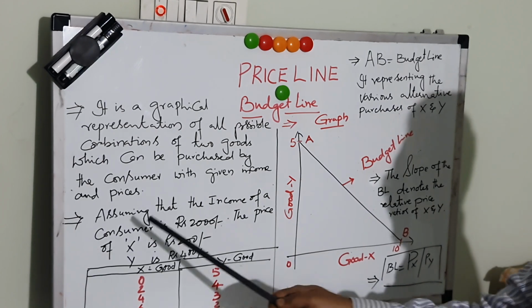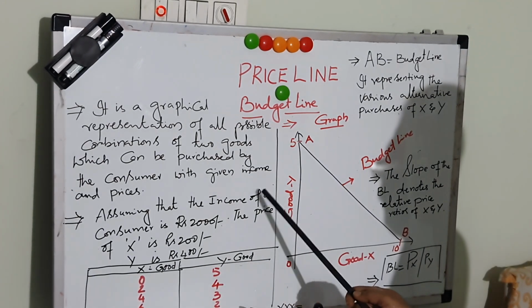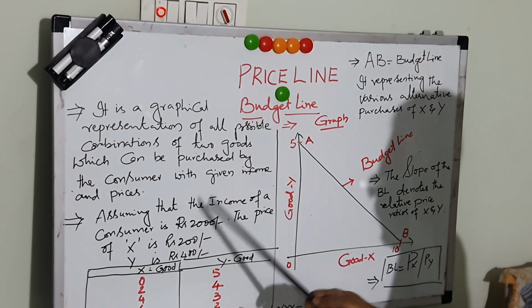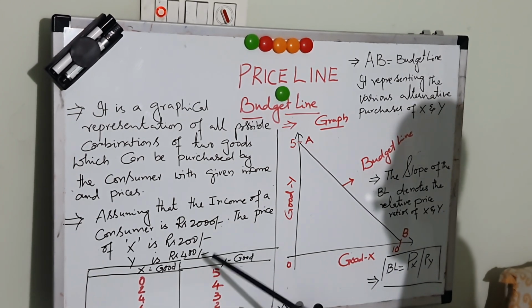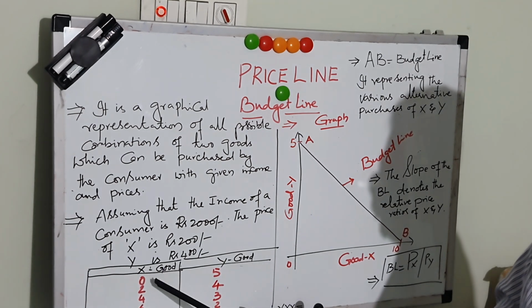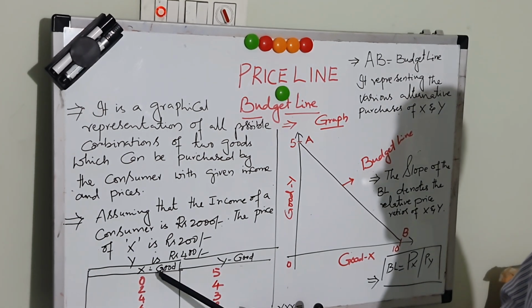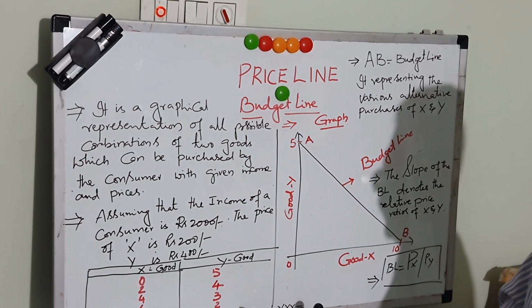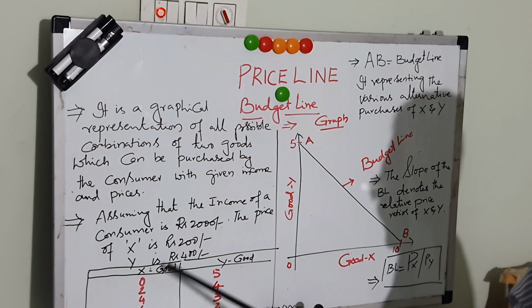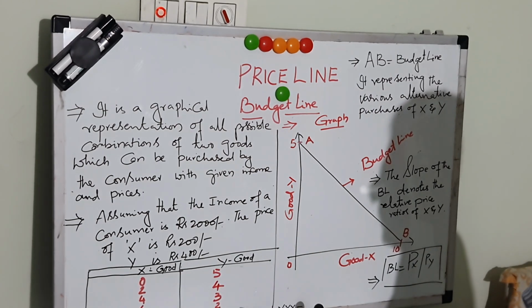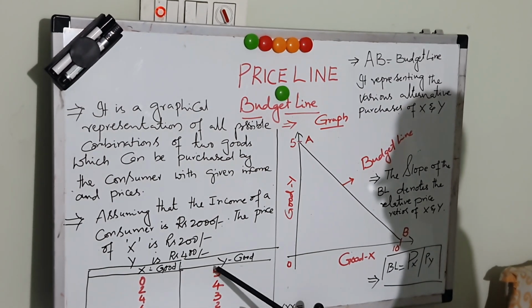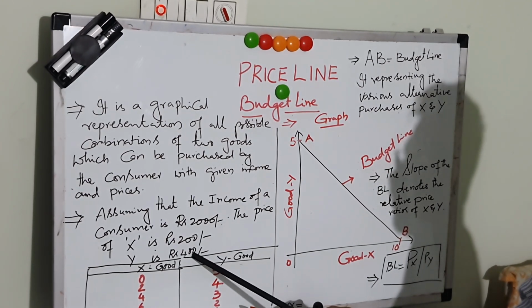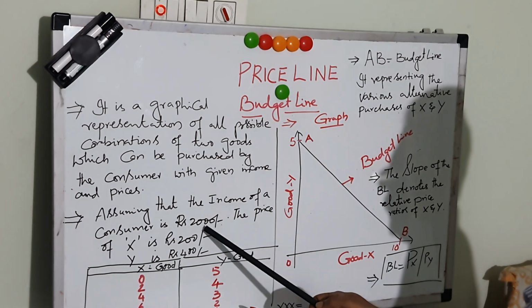Assuming that the income of the consumer is rupees 2000, the price of X is 200, and of Y is 400. Then, if the consumer wants to purchase only X, he can purchase 10 units at the price of 200. 200 into 10 is 2000 rupees. If he wants to purchase only Y, he will get 5 units because the price of Y is 400. 400 into 5 is equal to 2000.